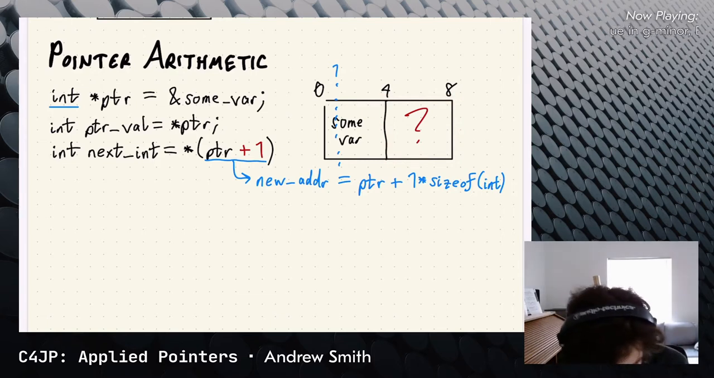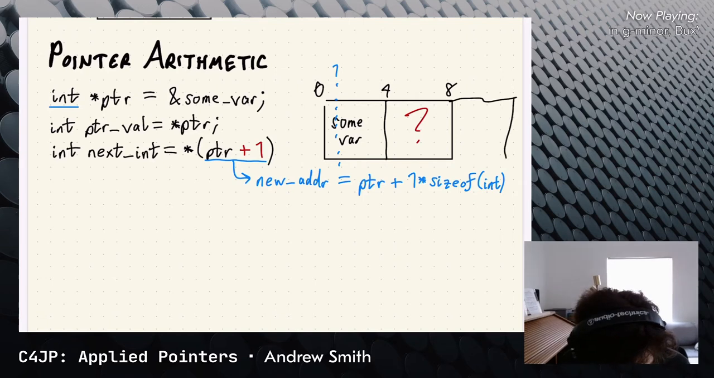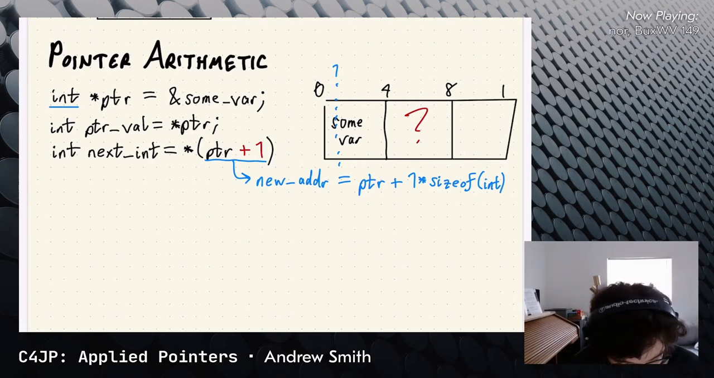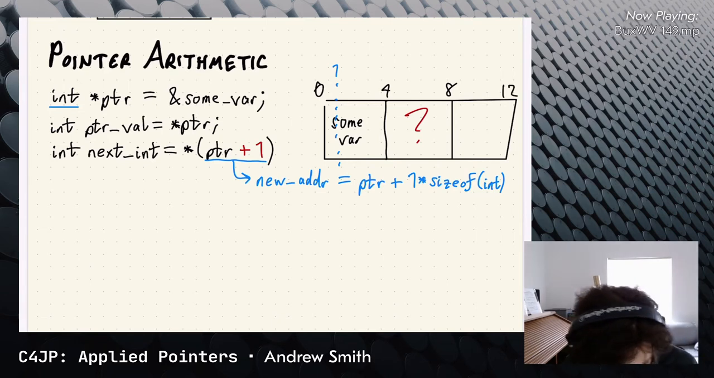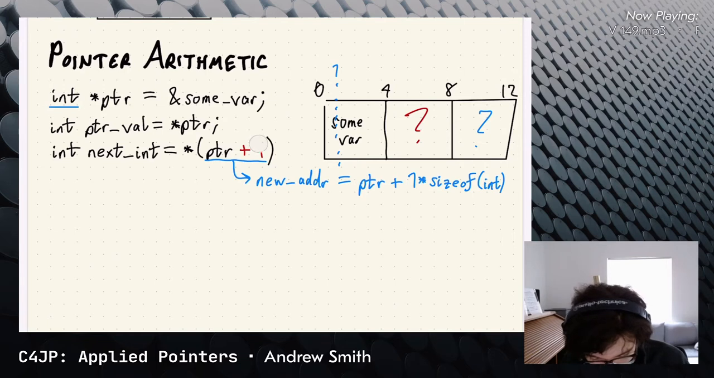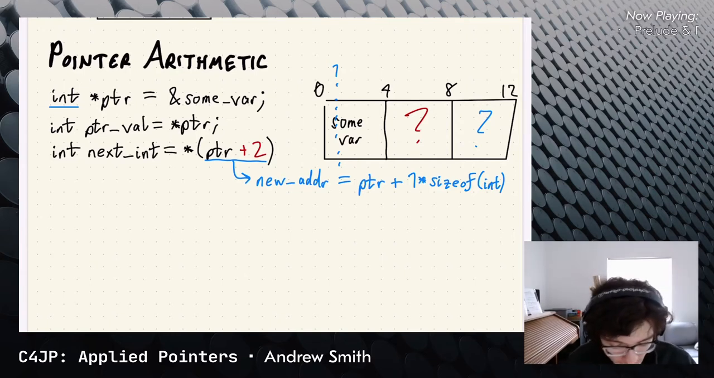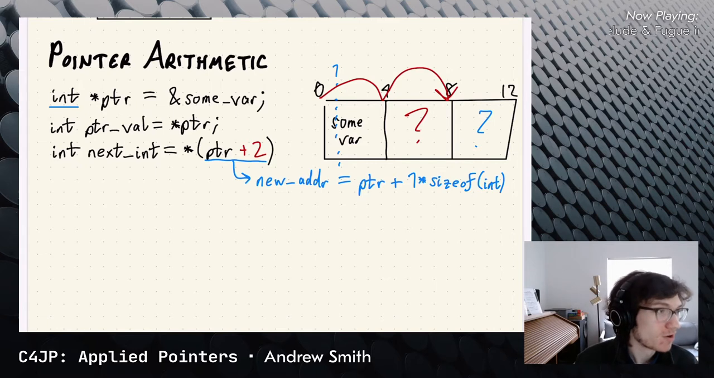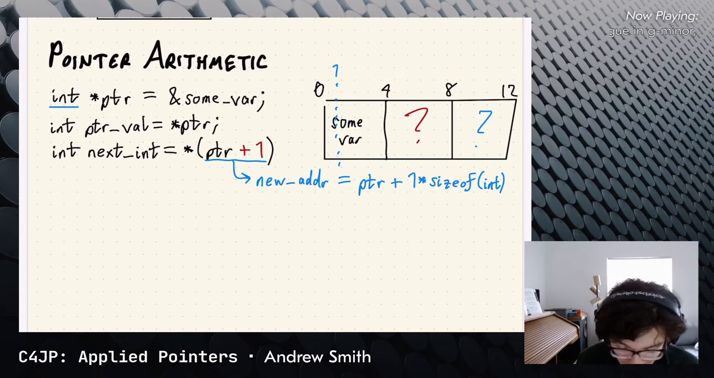We could even extend this. You can add as many of these as you want. So we could say, okay, fine, let's say that didn't quite cut it. I want to access the next integer. You can do that too. All you've got to do is change your plus 1 to a plus 2, to say, I want to jump now 2 integer-sized spaces in memory to get over to that integer space there. And so, yeah, that is how pointer arithmetic in C works.